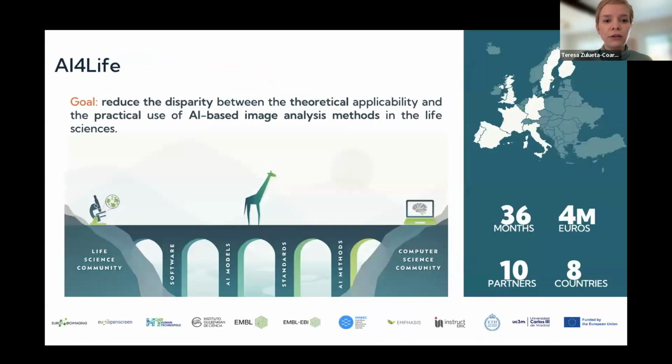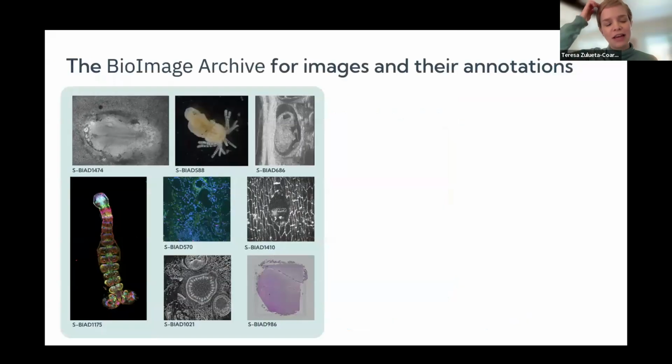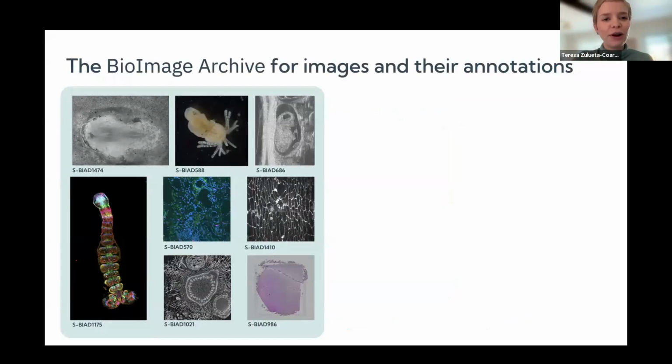So to try to address some of these issues, AI4Life is a project that wants to make AI more accessible for life scientists, and for that we are standardizing the way we share AI methods, but also the data sets that are used to train and to validate AI methods. And this is how the Bioimage Archive got involved in AI4Life.